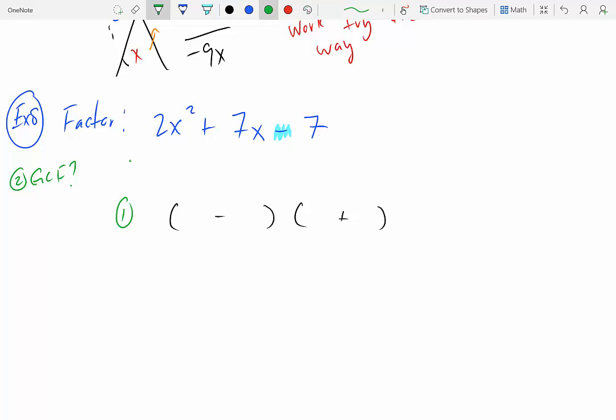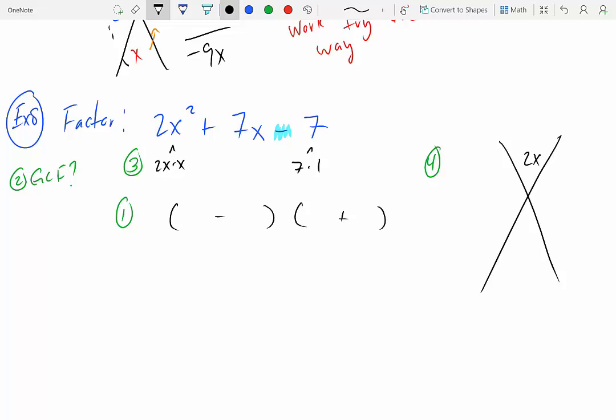Our third step is to factor a and c. So for a, we have 2x times x. For c, we have 7 times 1. Our fourth step, we're going to draw an x. We have 2x and x, 7 and 1. And since we're using different signs, we need to subtract to get positive 7x.